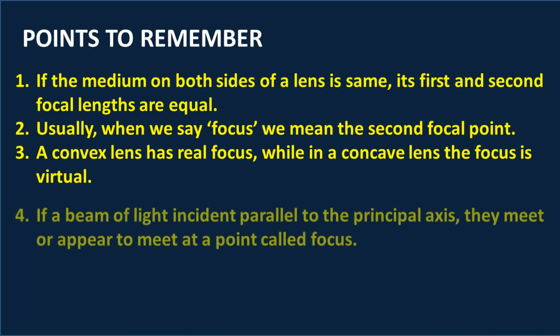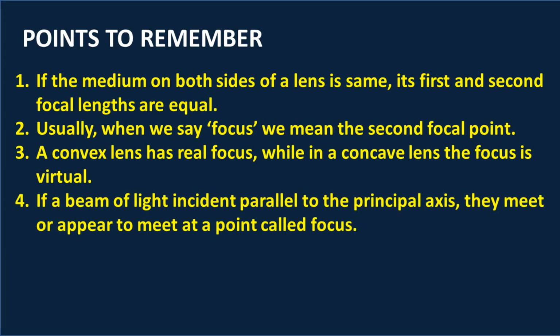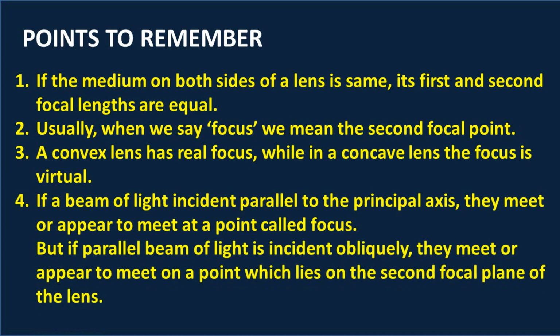Number 4, if a beam of light is incident parallel to the principal axis, it meets or appears to meet at a point called the focus. But if a parallel beam of light is incident obliquely, it meets or appears to meet at a point which lies on the second focal plane of the lens.